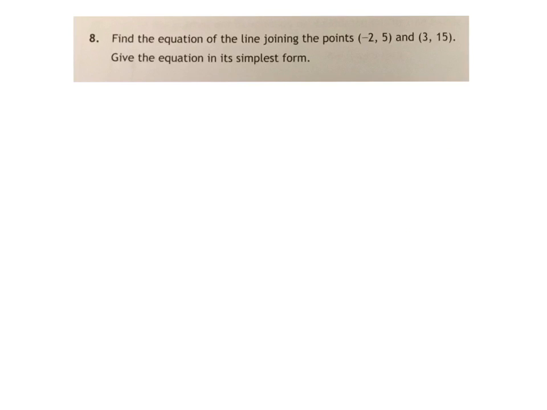So for question 8, we've got to find the equation of a line joining these 2 points. So to find the equation of the line, the first thing we need is the gradient. So we need to remember the formula for this. So it's y2 minus y1 over x2 minus x1. So we've got our 2 points, we've got (minus 2, 5) and we've got (3, 15). So it doesn't matter which you do, but if we make this one x2, y2, always remembering it's alphabetical, so it's always the x then the y coordinate.